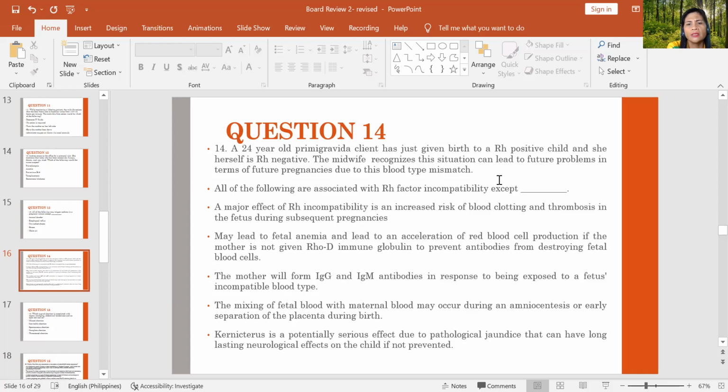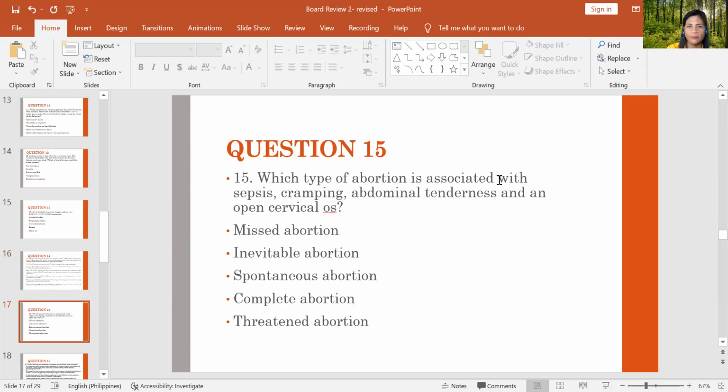Okay? So a disorder known as erythroblastosis fetalis is a type of hemolytic disease that occurs in the fetus due to immune reaction to Rh negative. To take note of that, Rh negative mother and the Rh positive fetus. Okay, all other choices are associated with these types of incompatibility. Okay, let's move on to question number 15.